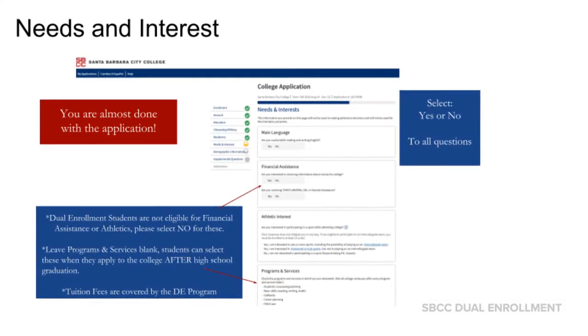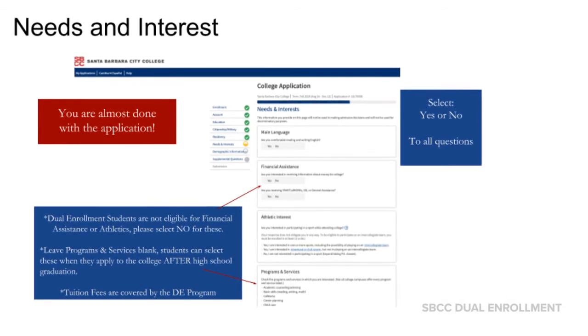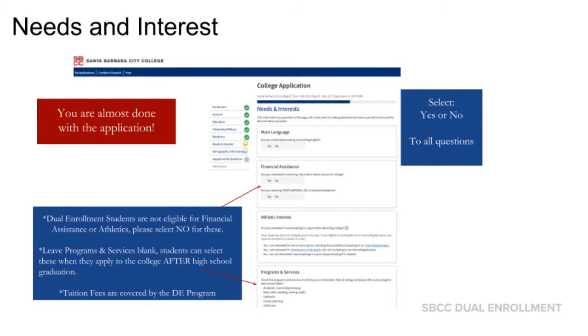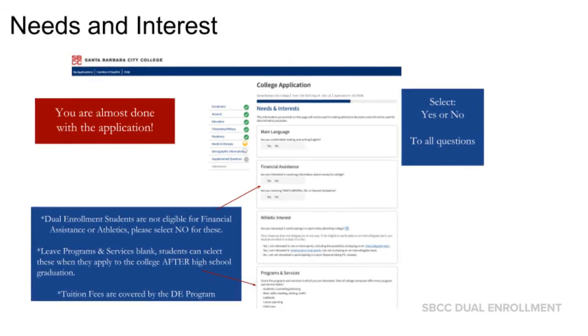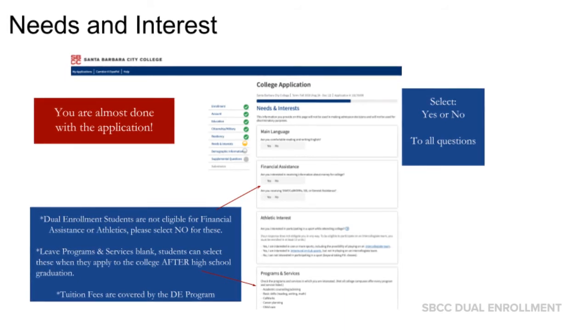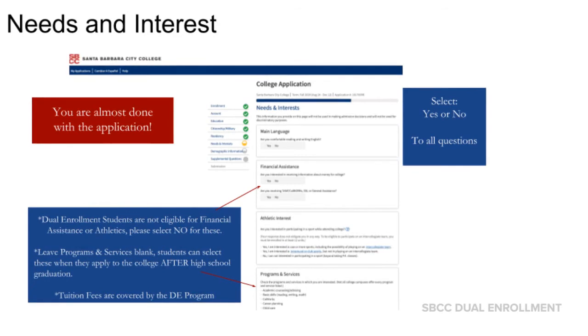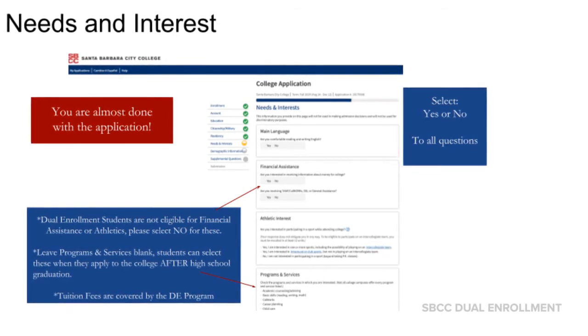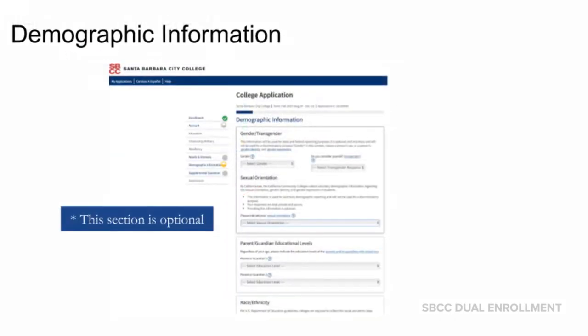You are almost done with the application. Dual enrollment students are not eligible for financial assistance or athletics. Please select No for these. Leave programs and services blank. Students can select these when they apply to the college after high school graduation. Tuition fees are covered by the dual enrollment program.